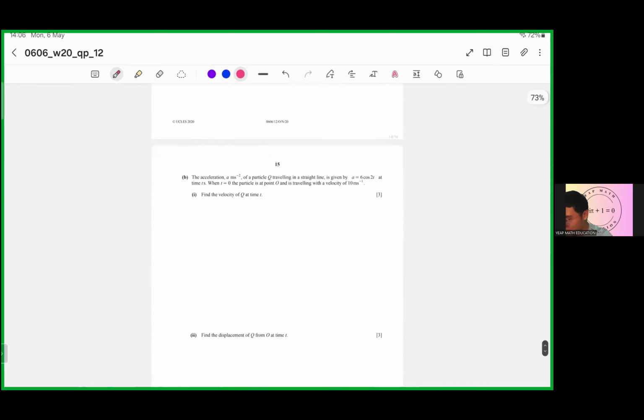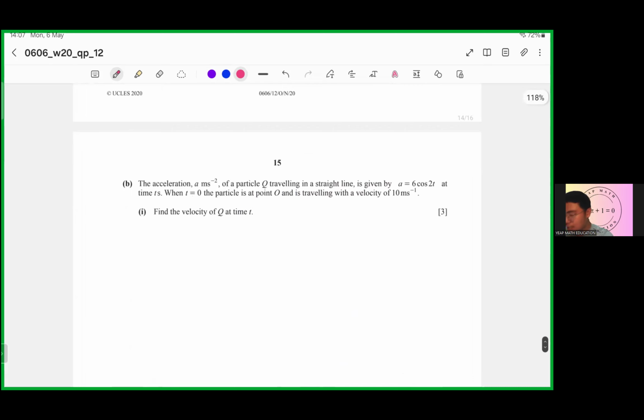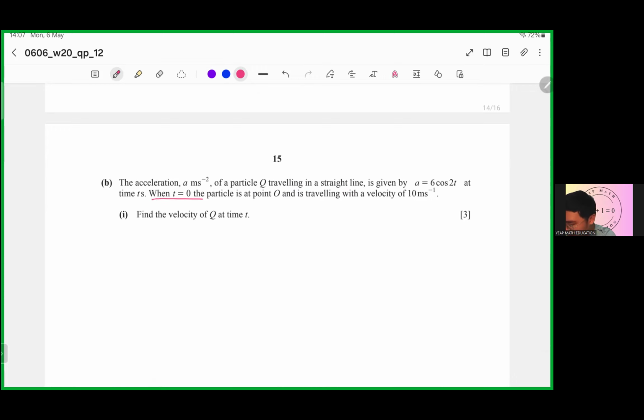Now we look at question B. The acceleration a of the particle Q traveling in a straight line is given by a equals 6 cos 2t at time t seconds. When t equals 0, the particle at point O is traveling with a velocity of 10 meters per second. So at t equals 0, s equals 0 meters and v equals 10 meters per second. Now we can write a equals 6 cos 2t.